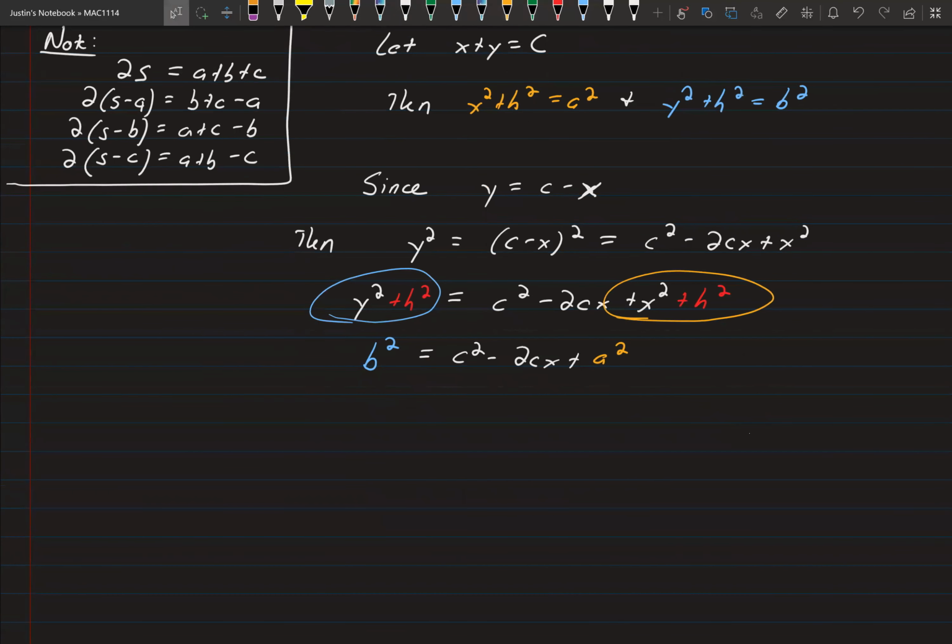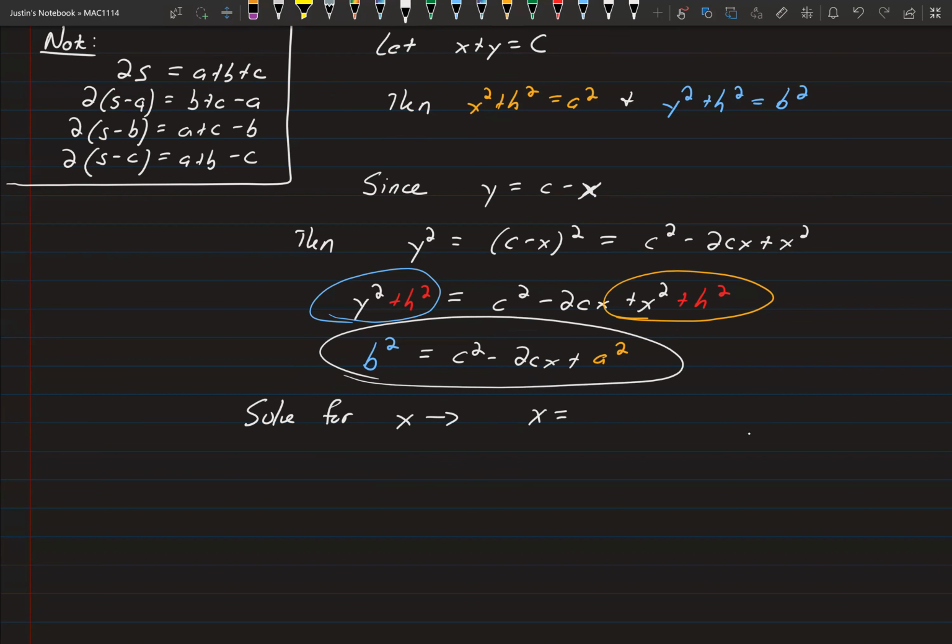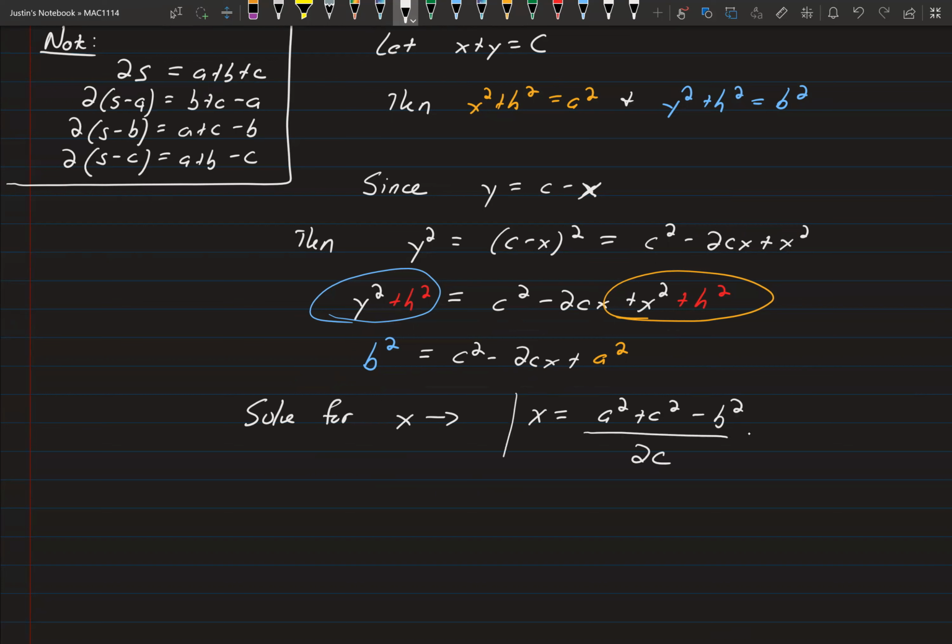So we've got this. Now what I want to do here, I want to solve for x. So I won't bore you too much, but if we shuffle some stuff around and solve for x, from this line above, circled in white, I'm going to get x equals a squared plus c squared minus b squared over 2c. Cool. So we've written x in terms of a, b, and c. Wonderful. Why are we doing that? Well, just wait and see. We're going to continue.